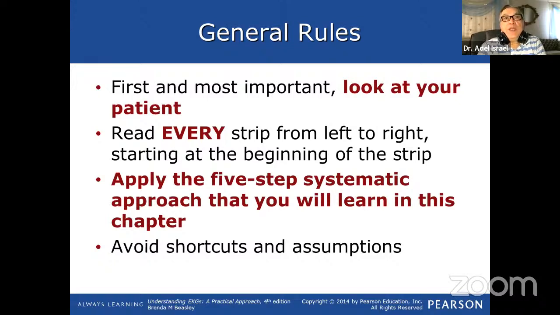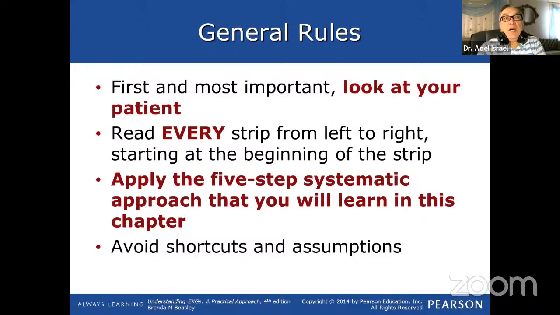To look at your patient. Maybe your patient is in a critical situation. So what is the benefit of doing an EKG while the patient is dying on the table? So first of all, be sure that your patient is in a good situation. He can stay alert, stay comfortable, stay cooperative with the procedure of EKG.